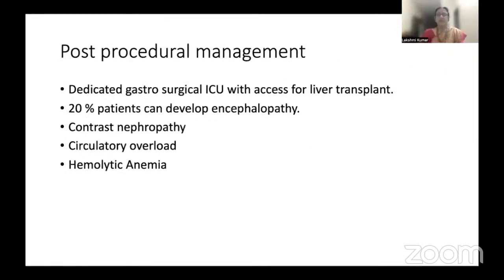So post-procedurally, it's not all over. You do need to shift the patient to a dedicated ICU with preferably access for liver transplant. 20% of the patients who've been treated with TIPS may develop encephalopathy. As I mentioned, the use of contrast could trigger contrast nephropathy, and with the already labile renal status, AKI can happen anytime. The one complication we need to pay attention to is the circulatory overload due to shunting of the portal blood. A hemolytic anemia resulting from the shearing of the blood cells across the shunt has been reported in the immediate post-operative period after shunt.